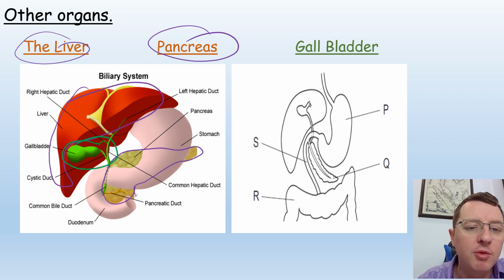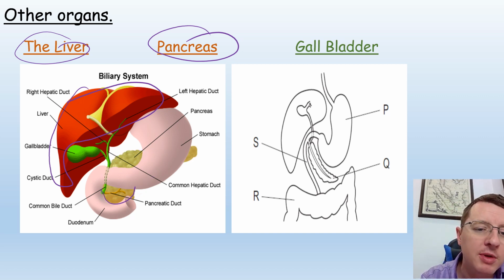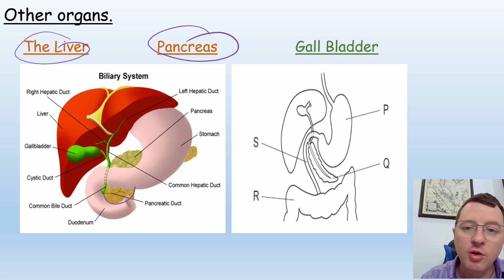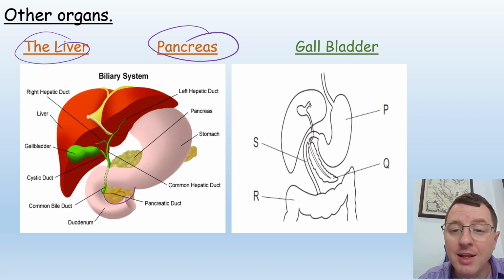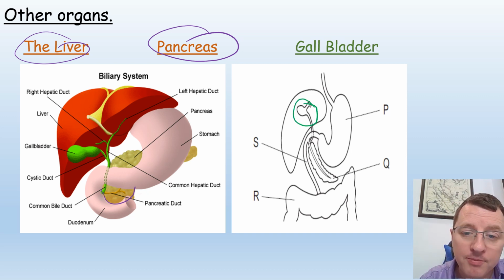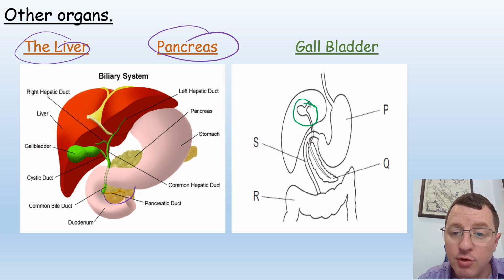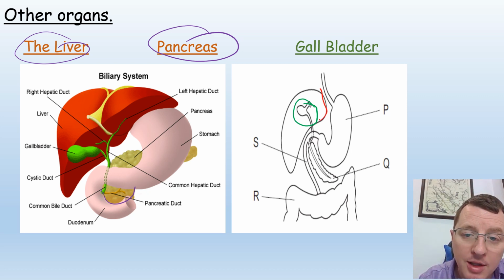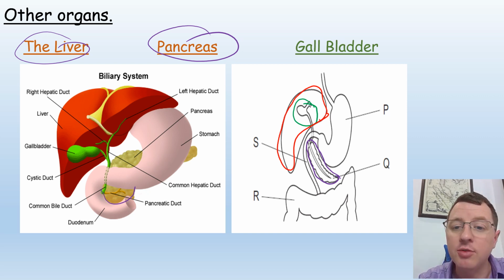Now a diagram like the one on the left here can sometimes be a little confusing. So the diagram on the right shows the same organs, but just a little bit more clearly. For example, here is the gallbladder. Organ P is the stomach, which we've already discussed. Here is the liver, and just below the stomach, this is our pancreas. So what are the functions of those 3 organs?